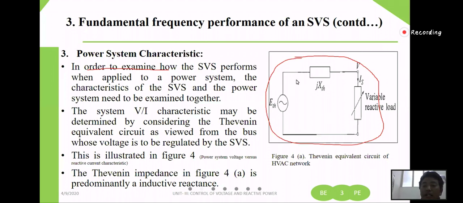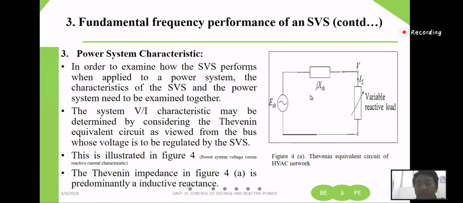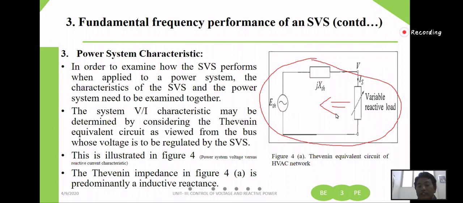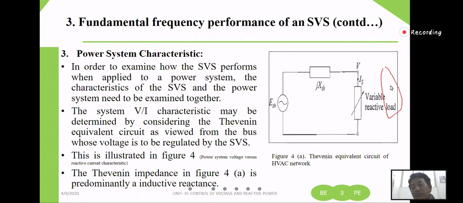Then only we will be able to apply the SVS to control the voltage and reactive power. Now, for simplicity, for the power system characteristic, we assume that it can be represented by a Thevenin's equivalent circuit, as viewed from the bus whose voltage is to be regulated. So if you view from here, the power system network will look like this, and then it will be represented by Thevenin's equivalent circuit.